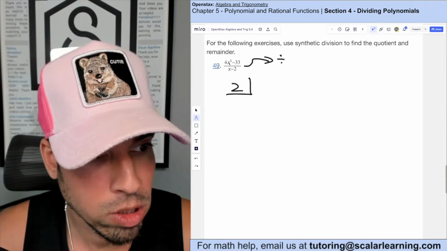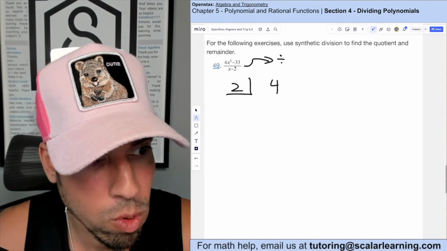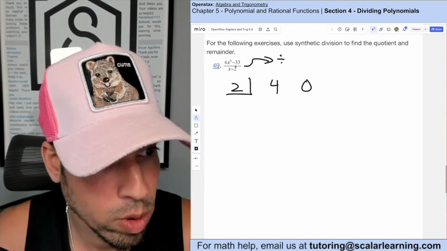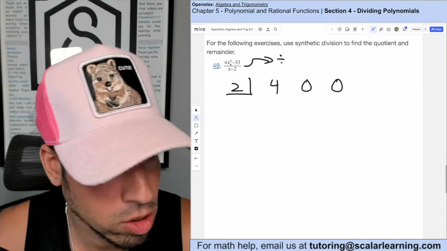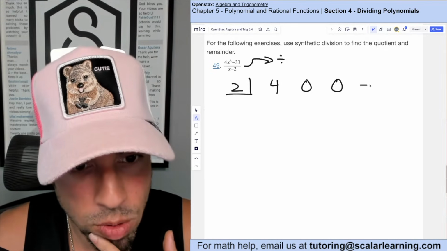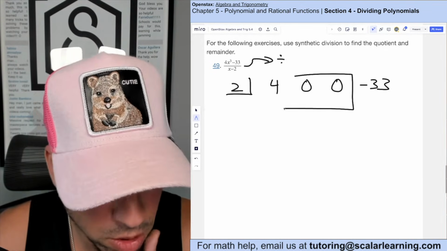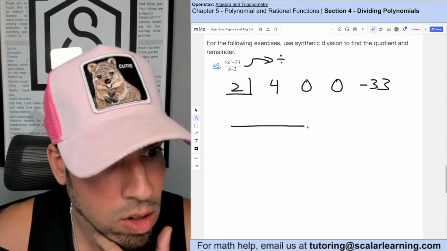So the coefficients first of x cubed in descending order is 4. Then we have 0x squared, right? There's no x squared, 0x, no x. And then the -33 is the constant. So you got to remember these placeholders are very important. Now let's run it through.